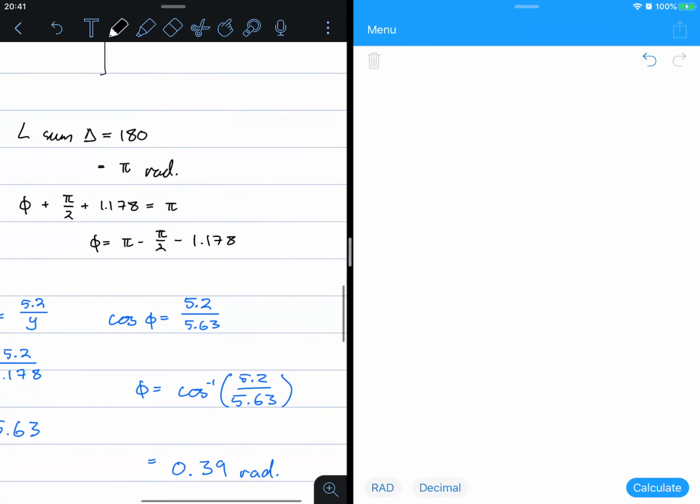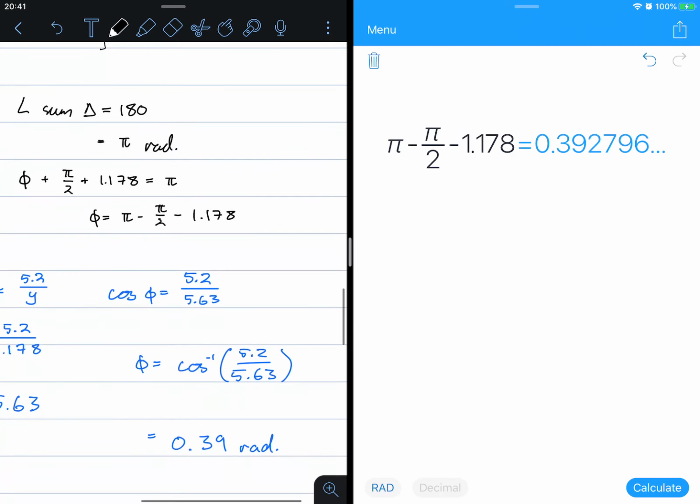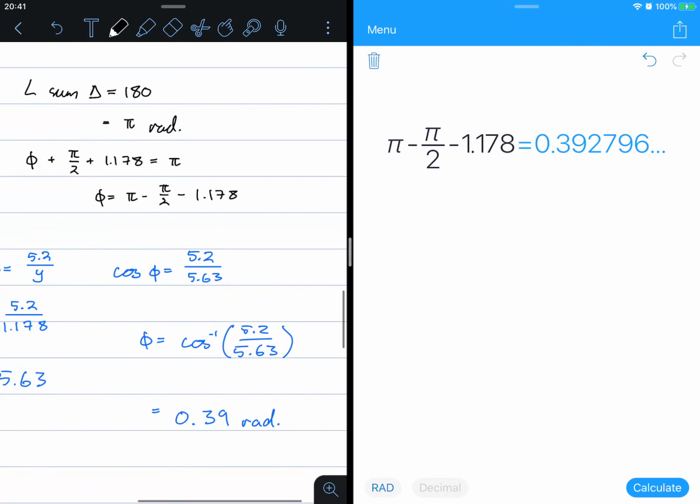And if we do that, let's take a look at what happens. We get pi minus pi on 2 minus 1.178. And if it works correctly, we get the exact same answer, 0.39 radians.